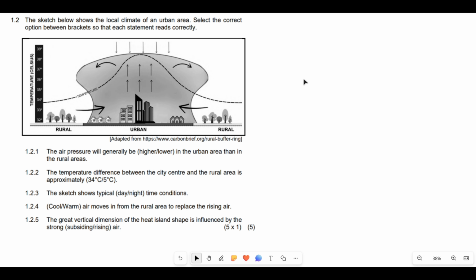Let's dive right in. 1.2.1: the air pressure will generally be higher or lower in urban areas than in rural areas. Well, in urban areas, it is said that there are higher temperatures than in the rural areas, right? And higher temperatures equals a high evaporation rate, meaning it equals a low pressure, right? And I'm only writing this as an equation because I love maths, okay?